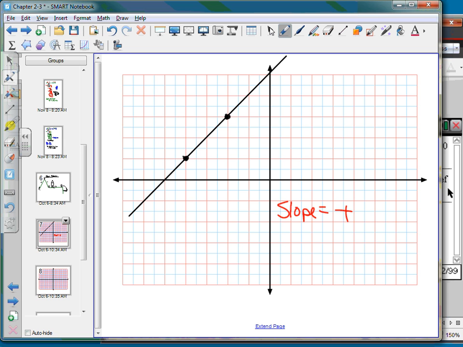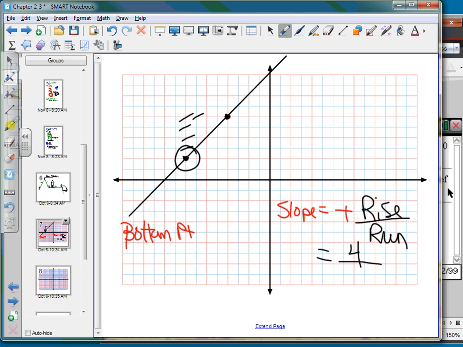Okay? Now, how do I get my rise and run? I'm going to go to my bottom point, which is right here. Okay? And I'm going to count up. 1, 2, 3, 4. Am I level with my other point? Yes, so my rise right now is going to be 4 units. And then how many units am I running? 1, 2, 3, 4. I ran another 4 units. So what is 4 divided by 4? 1. So what this means is I can go up 1 and over 1 and find another point. Up 1 and over 1 and find another point. Does that make sense? That is the slope. Let's do it again.